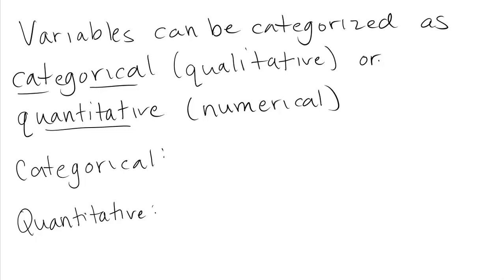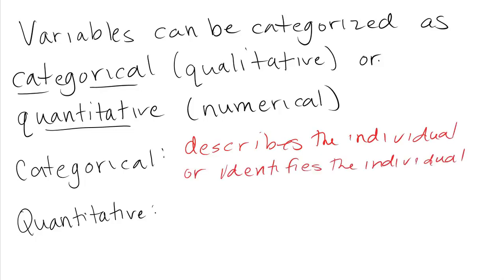What is the difference between these two? I'm not going to write out the formal definitions here. I'm just going to give you a quick breakdown. A categorical variable basically describes the individual or identifies the individual without assigning value.